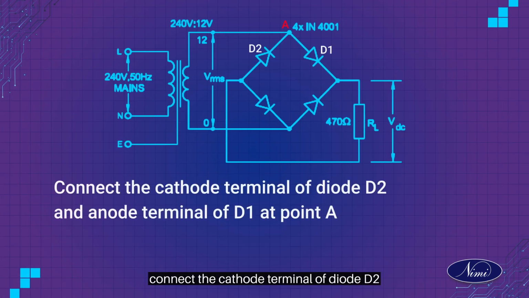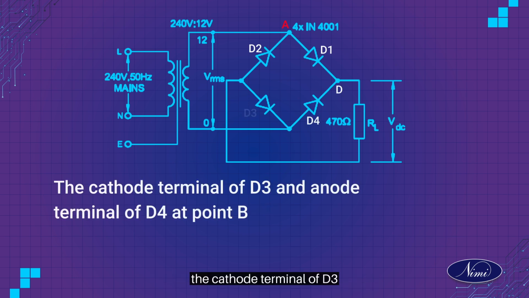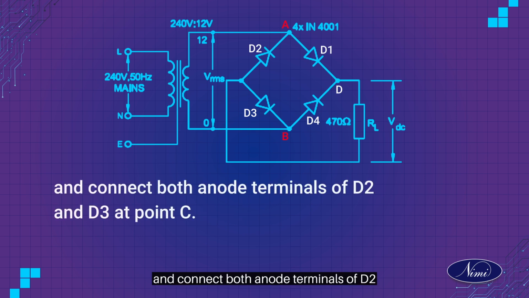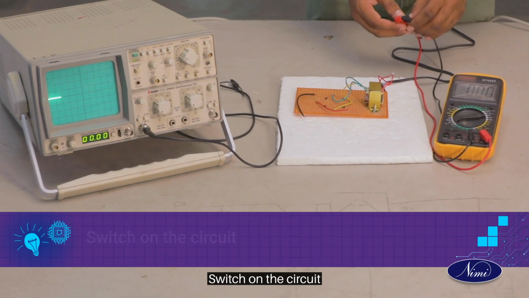Connect the cathode terminal of diode D2 and anode terminal of D1 at point A. The cathode terminal of diode D1 and cathode of D4 at point D. The cathode terminal of D3 and anode terminal of D4 at point B. And connect both anode terminals of D2 and D3 at point C. Connect the secondary terminal of the transformer between points A and B and the load resistor between points C and D. Switch on the circuit.